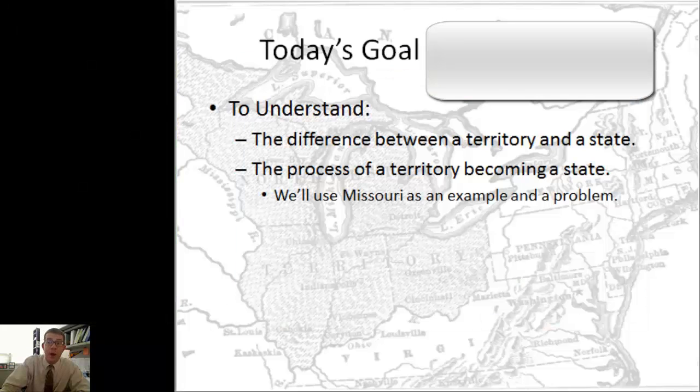And so in the end, what I hope you get out of this video is that you understand what the difference is between a territory and a state. It has a lot to do with their rights and power, right? And then you understand the process of a territory becoming a state, and you should be able to use Missouri as an example and how that reveals a problem.